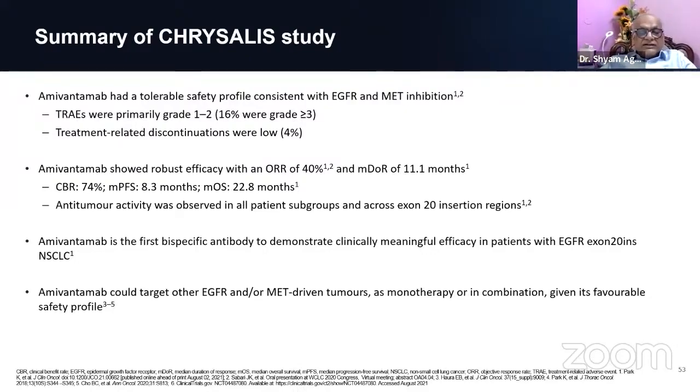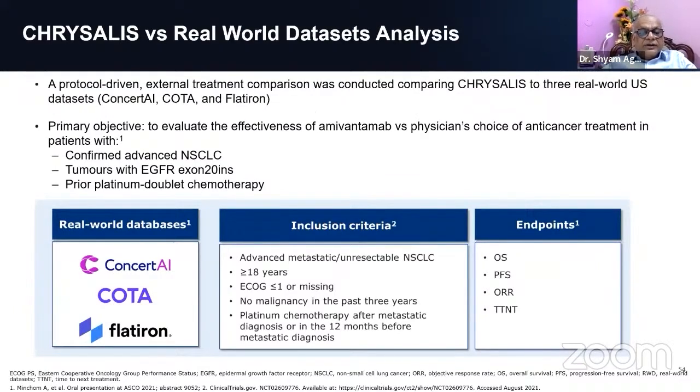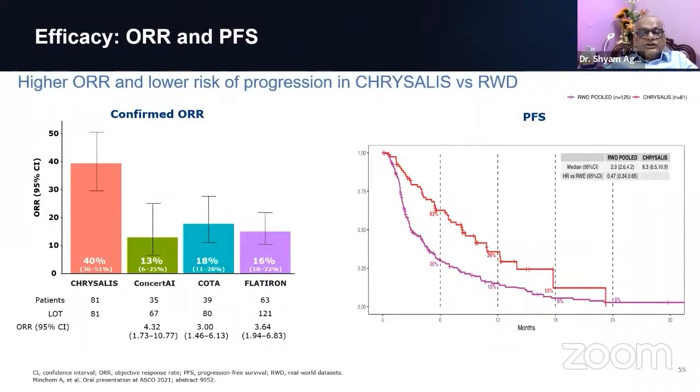I think that was the last slide. So I think next. Okay. So there's some real world data also. Next slide. And this is the Concert AI. Next. So again, showing you the higher overall response rate and low risk of progression in the Chrysalis versus real world data. So I think you have a similar kind of outcomes. Next slide.